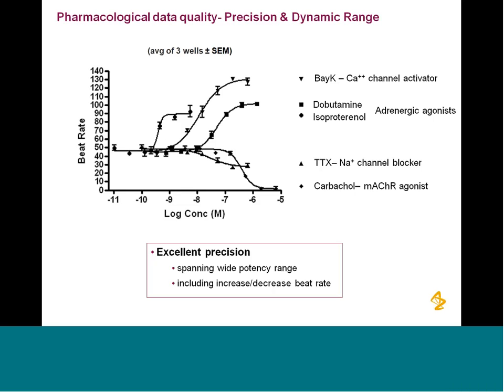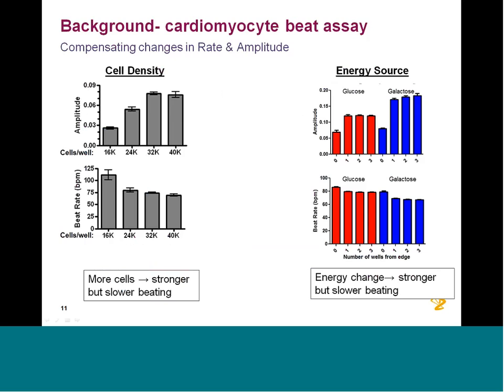And so then going back to the edge effect that I showed you, so let's see if I can go back. These data are quite tight. So if you normalize to the beat rate at time 0, if a well is beating at 40 at time 0, at 20 minutes, it will be beating at 40 again. So you can normalize in that way, and that overcomes some of this edge effect.